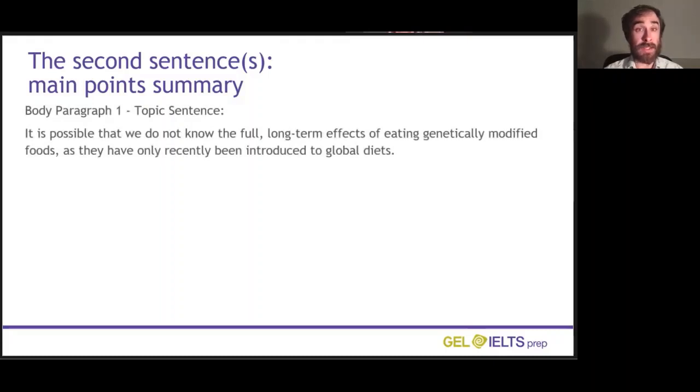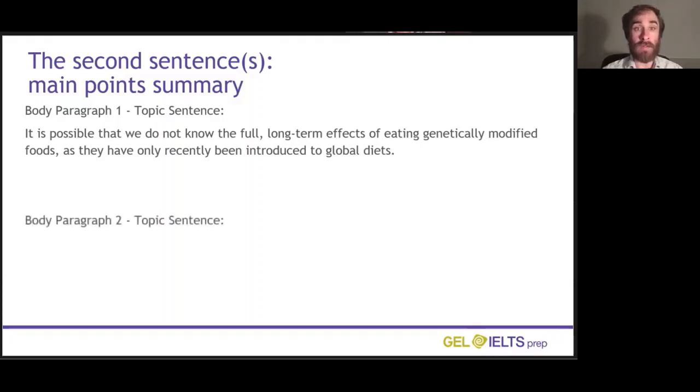Here's my topic sentence from body paragraph 1. So that's the first sentence of body paragraph 1. It is possible that we do not know the full long-term effects of eating genetically modified foods, as they have only recently been introduced to global diets.